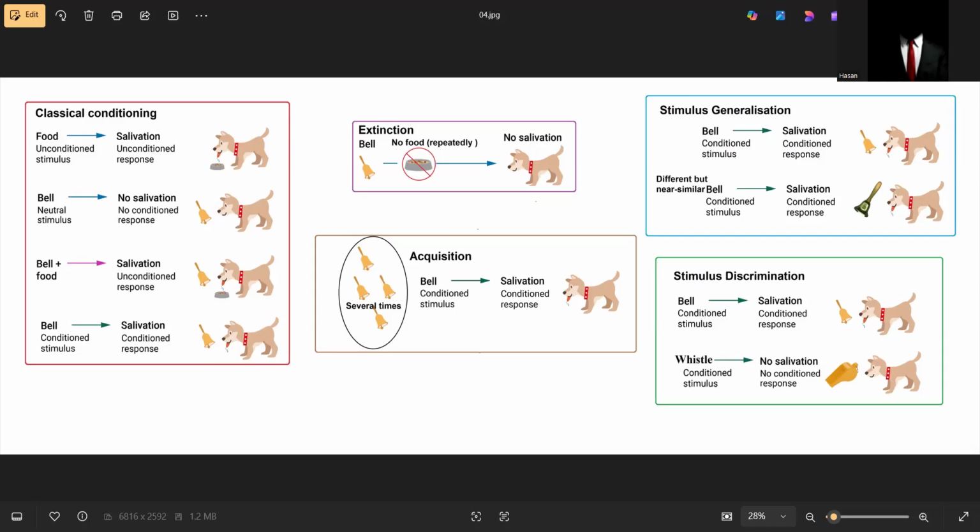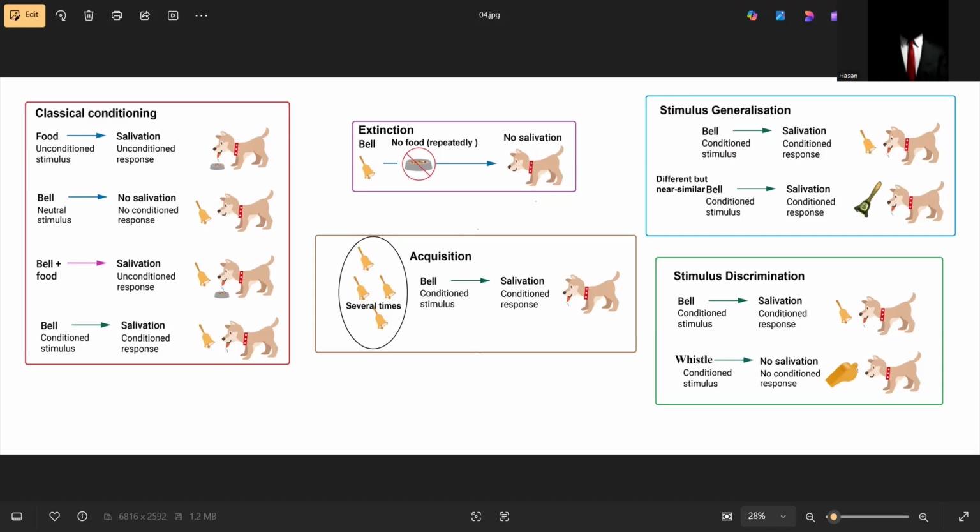Finally, when the dog hears the sound, it begins to salivate, which is a conditioned response. Here, the bell sound replaces the food, which was the natural or unconditioned stimulus.